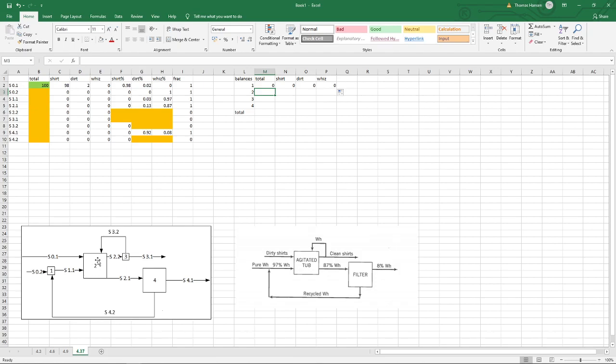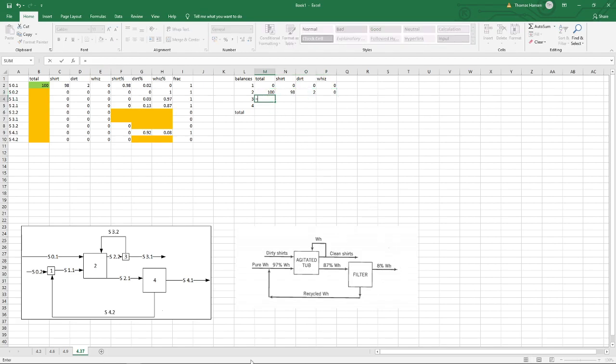For my second unit operation, I have 0.1 entering, I have 1.1 entering, and I have 3.2 entering. So this recycle stream also enters into my second unit operation. What do I have leaving? I have my 2.1 and my 2.2, and that is all the streams that are exiting my second unit operation. Drag that along.